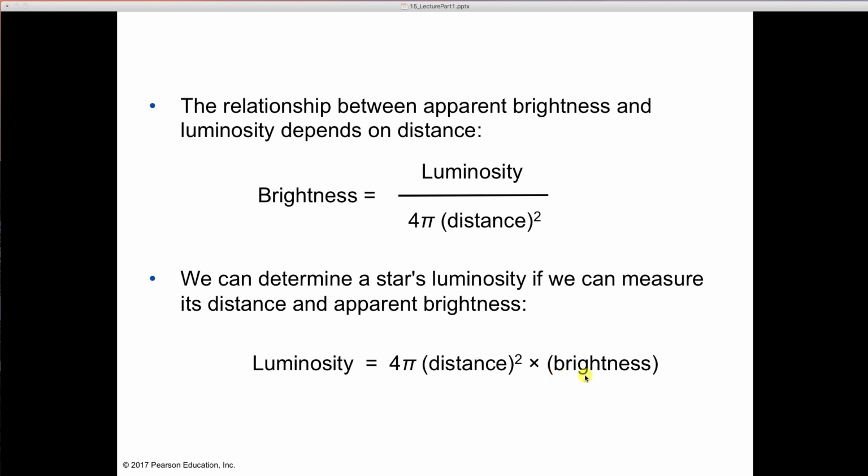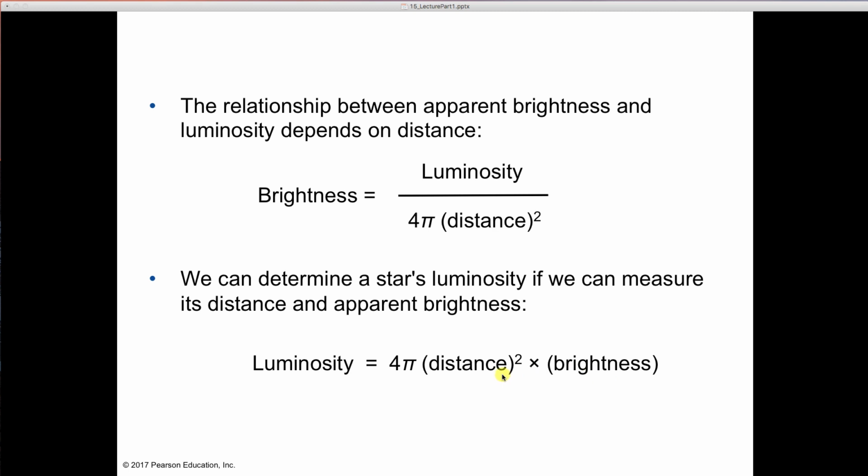So if you can measure how bright the star appears to be, and you can measure your distance to the star, you can calculate how truly bright the star is. What is the total energy it gives off every second? So that's what we're going to do. We can easily measure the apparent brightness. You just use some device that measures how bright a star is.